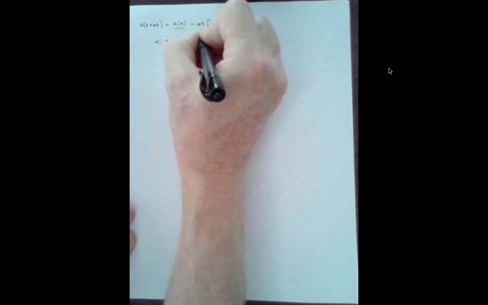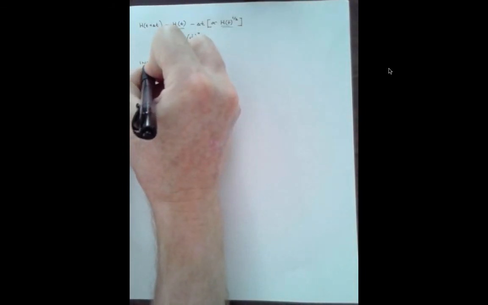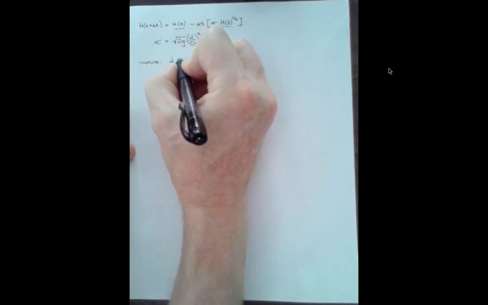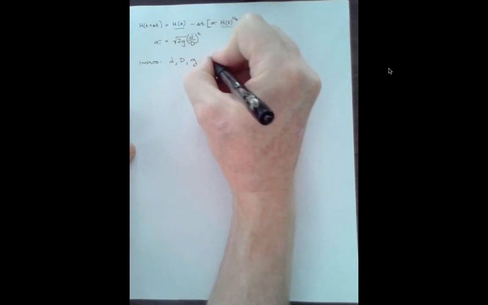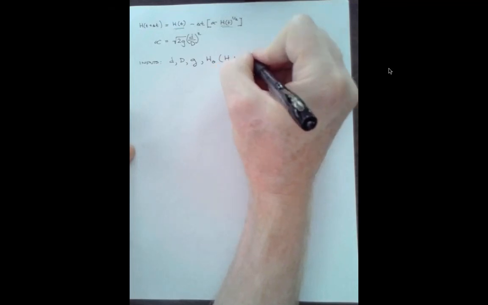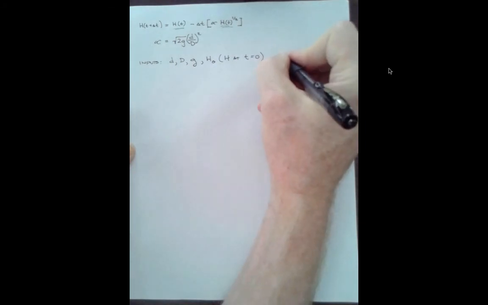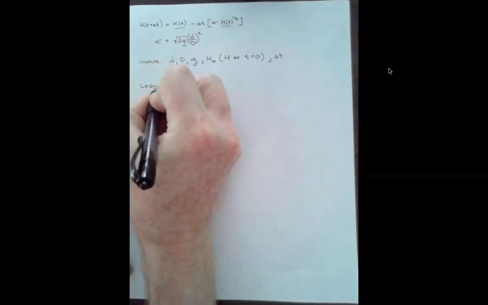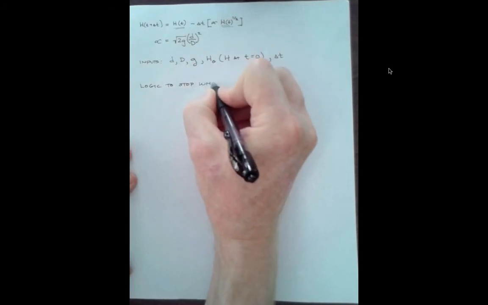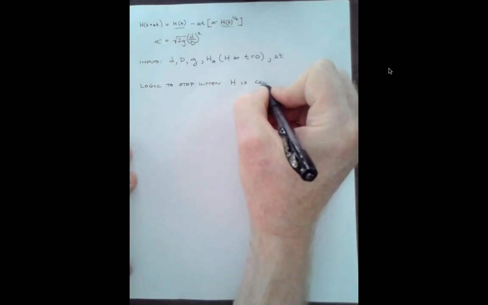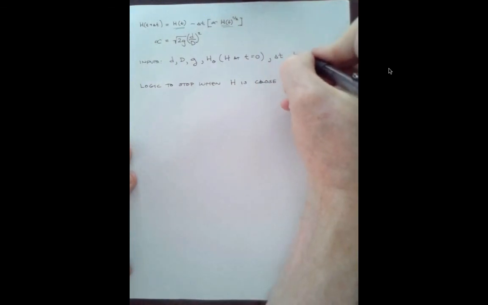We also need to specify that alpha is equal to the square root of 2g multiplied by the diameter ratio squared. So our inputs will be lowercase d, uppercase D, the value for g, and h0, which is h at t equals 0. And then the last input we need to provide is delta t, and we can let the program estimate the depth as time is marched forward. We'll also need to input some logic to stop when h is close to, I guess we'll add another input, h min.